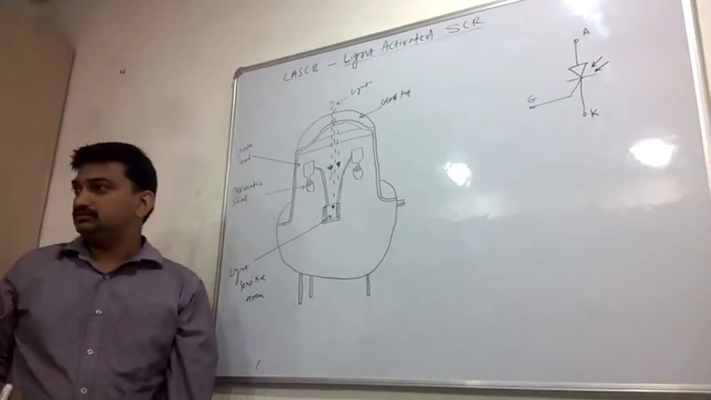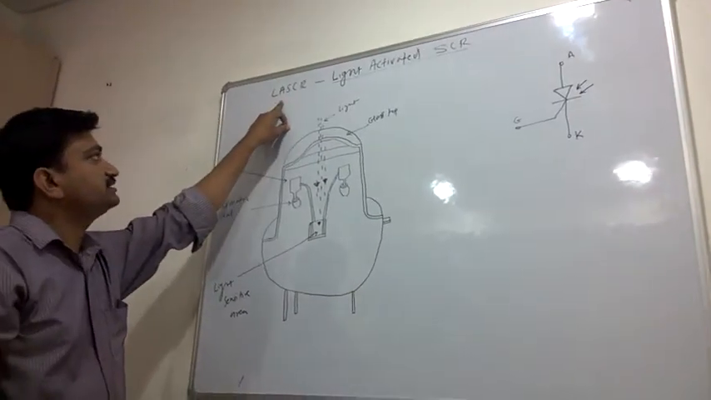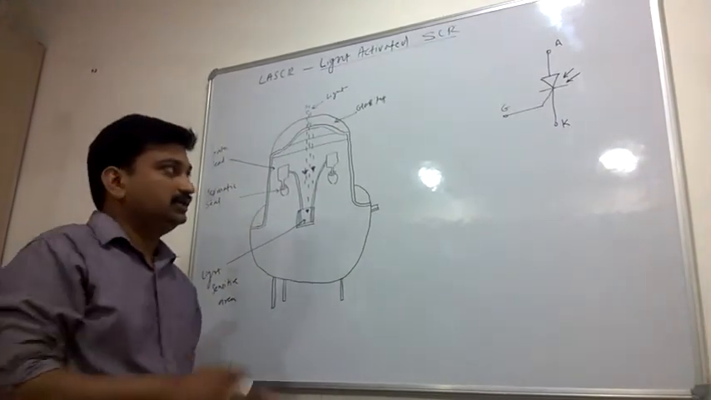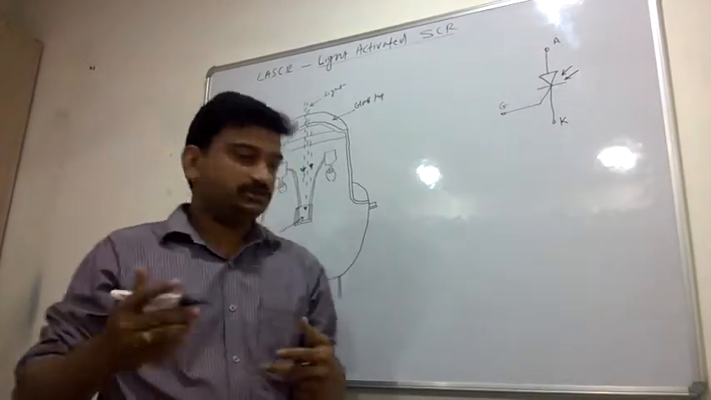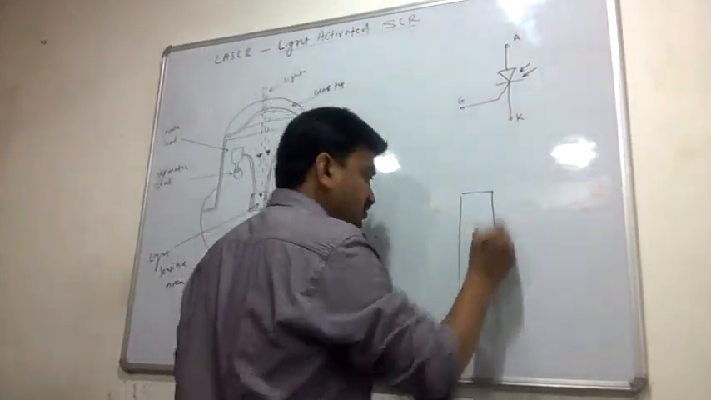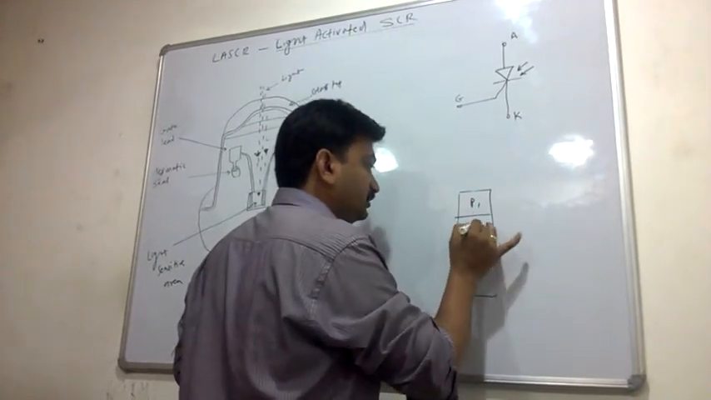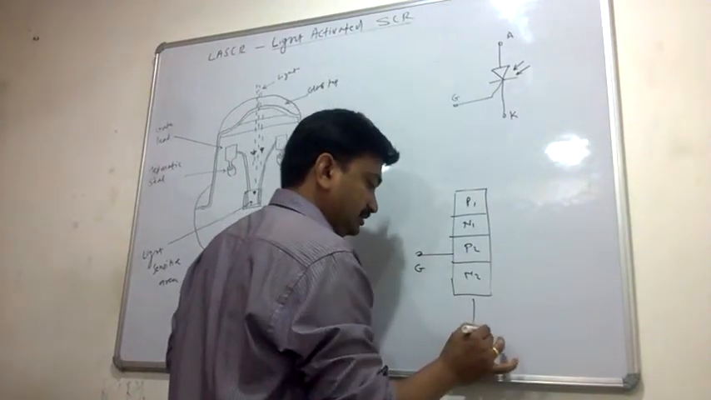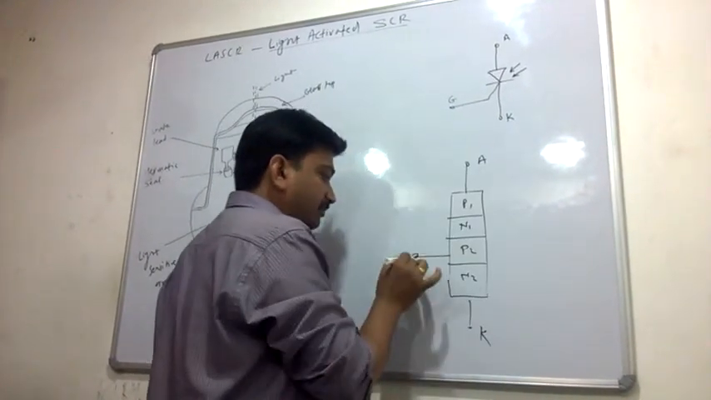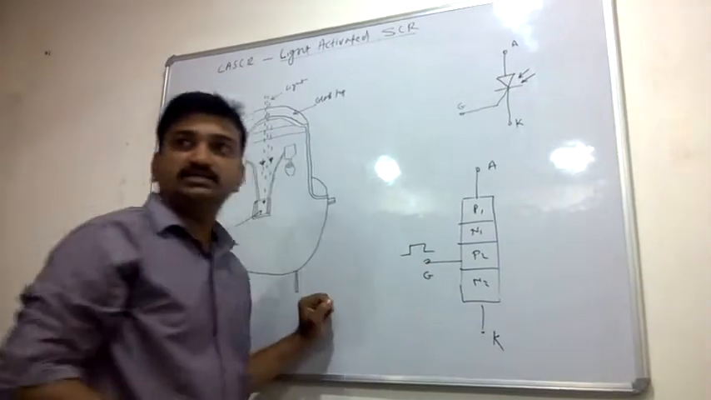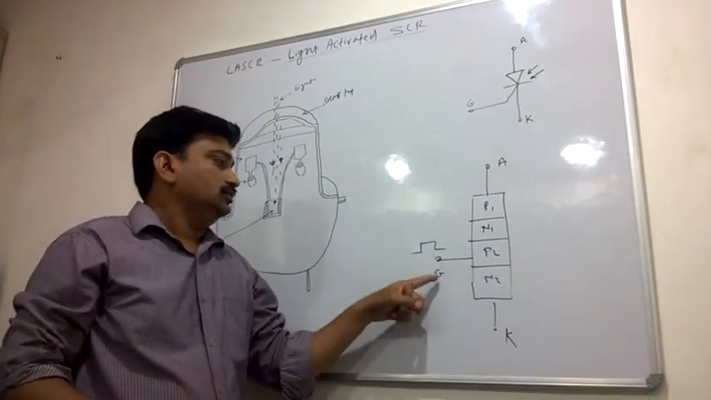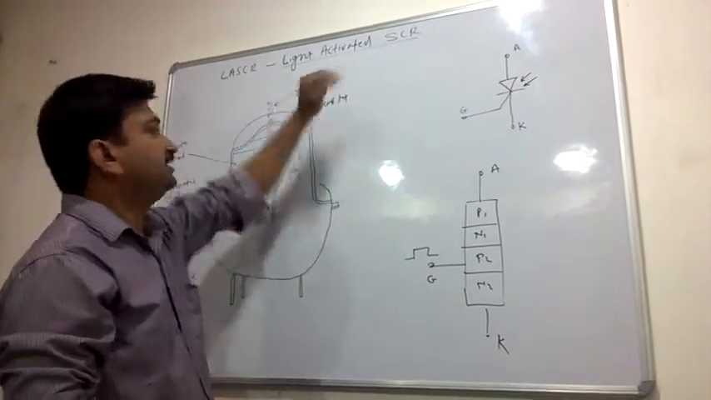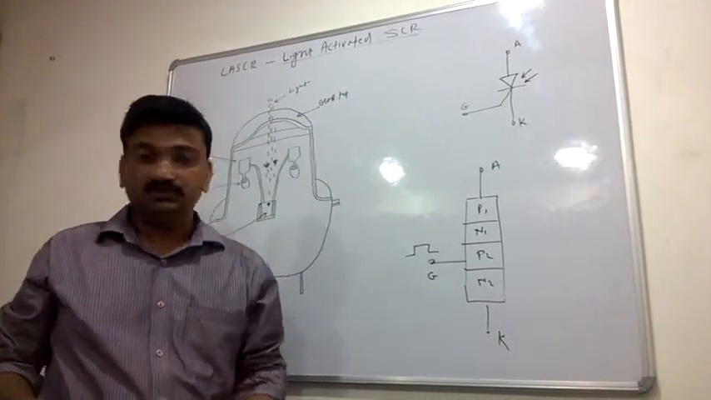In this session we are learning about the last curve, that is light activated SCR. This is a modification of SCR. We know that the SCR consists of four layers: P1, N1, P2, N2. Here is the gate, here is cathode, this is anode, and by providing a positive pulse to the gate, the SCR is turned on. So to achieve the activation or this high pulse using light, that becomes the light activated SCR.